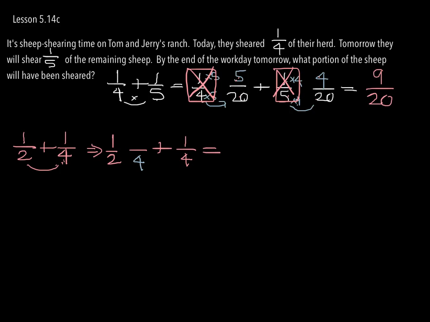So what did I do to 2 to get to 4? Well, I times it by 2. Whatever I do to the bottom, I'm going to do to the top. 1 times 2 is 2. And now I can get rid of this because I've already converted it. Now I'm ready to add.